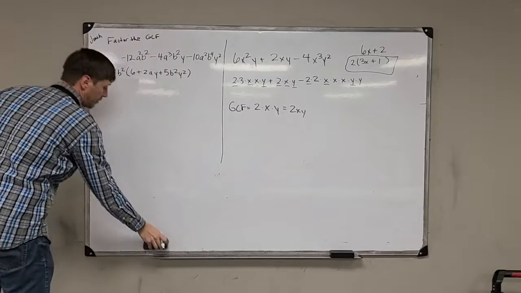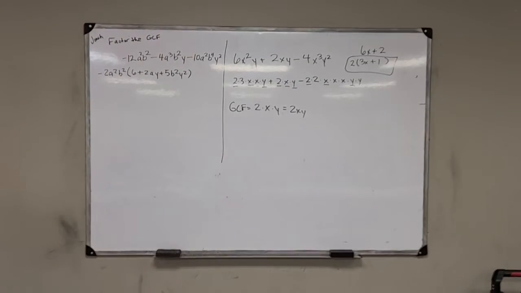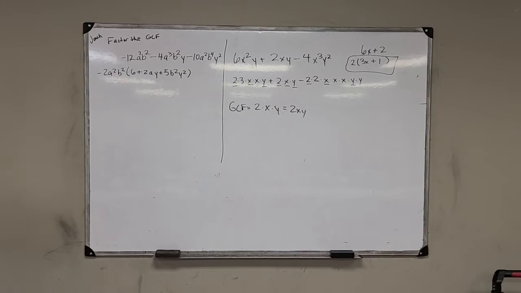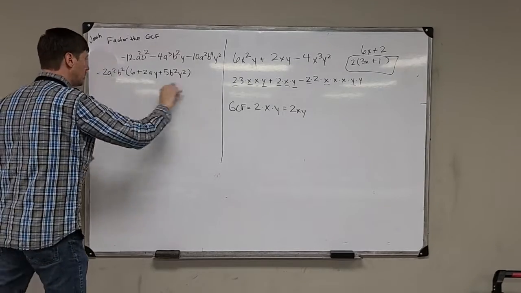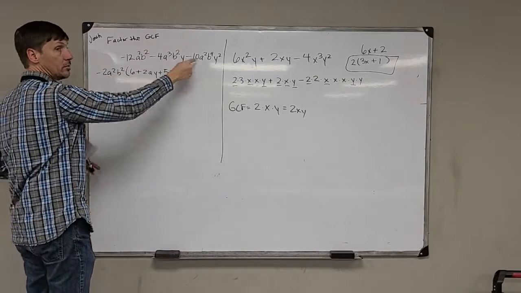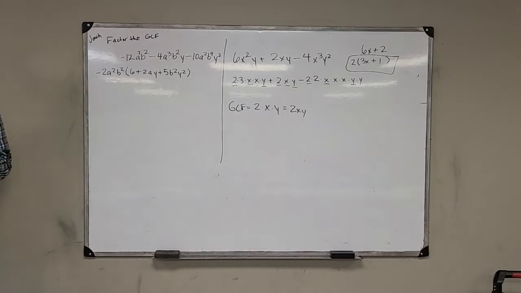So again, if we did this correctly, we could check it by doing distribution. If we distributed through by this term right here, we should get our original problem if we did everything right. That would be a way for you to go back and verify that you didn't make any mistakes. Any questions about that?